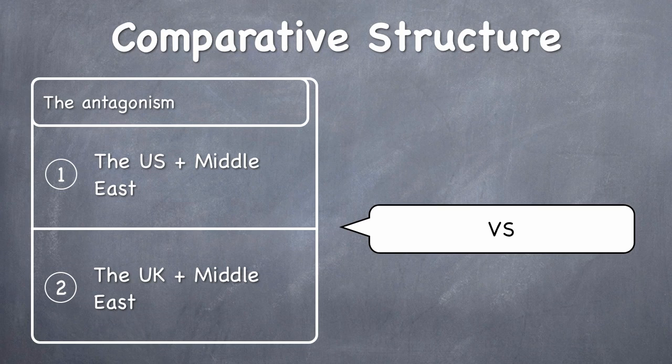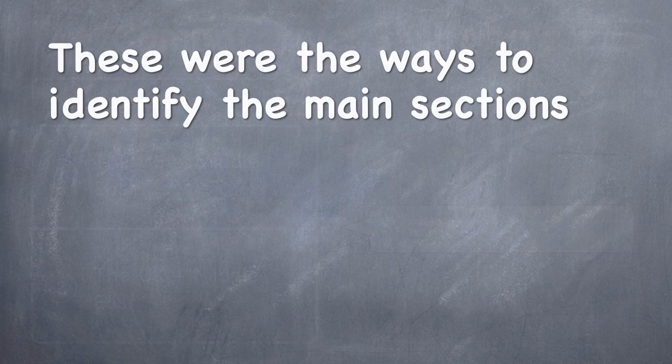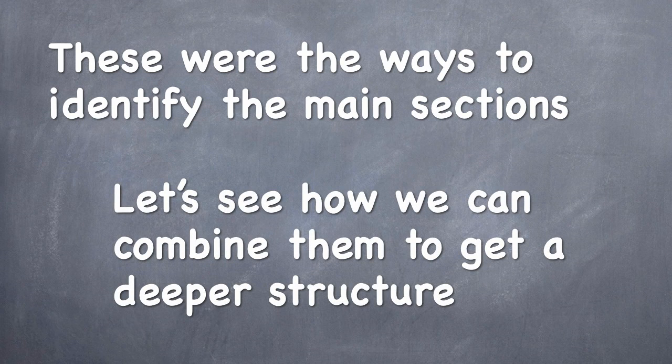Now, this is how you explore the antagonism between the US and the UK. Now, this is not the most efficient way to do a comparative structure. So watch the video till the end. At the end of the video, I am going to show you the best way to use the comparative structure. Okay, so please make sure you watch till the end. Okay, so these were the ways to identify the main sections. Now let's see how we can combine them to get a deeper structure.